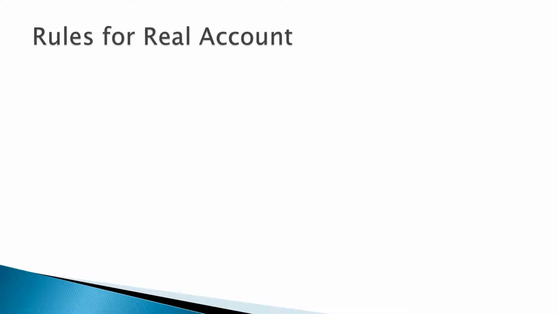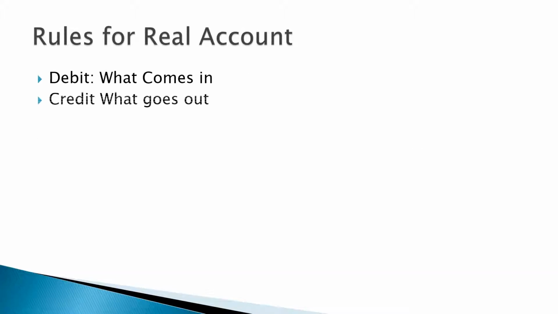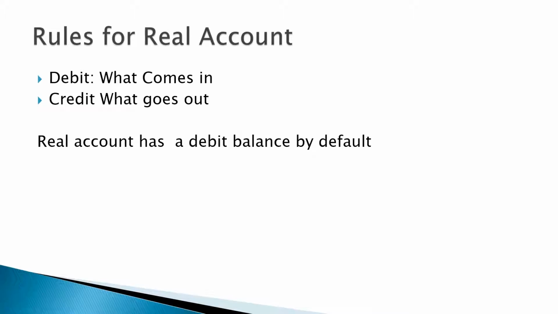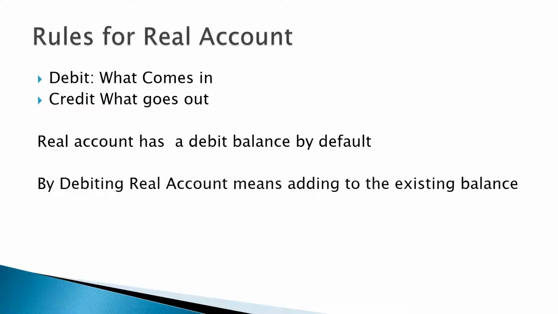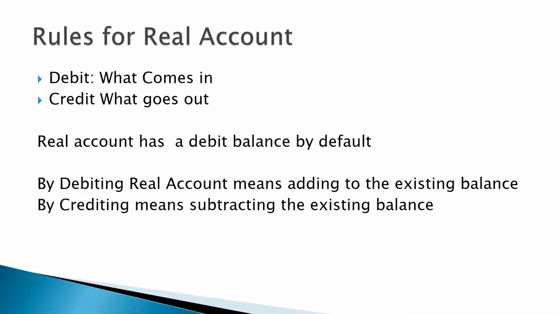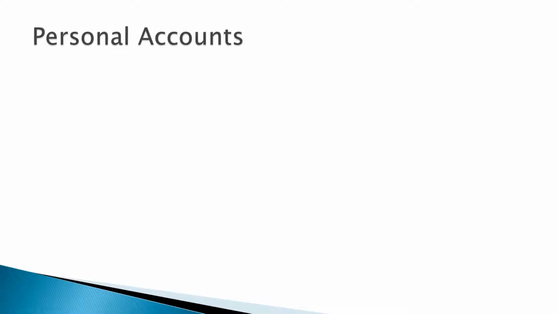The rule for real account is debit what comes in, credit what goes out. Real accounts involve machinery, land and building etc. They have a debit balance by default. Thus, when you debit what comes in, you are adding to the existing account balance. Similarly, when you credit what goes out, you are reducing the account balance when a tangible asset goes out of the organization.